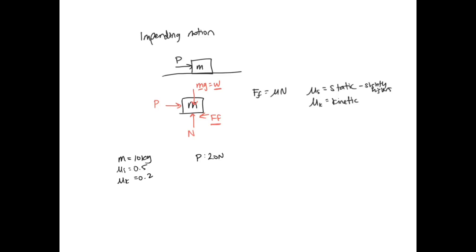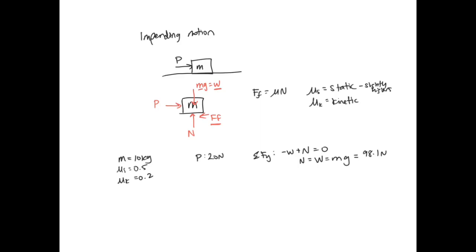In this case, for our normal force, if we do summation of Fy, we end up with minus W plus N is equal to 0. The reason why this is equal to 0 is because our box is not floating, it's not moving upwards. So there's no acceleration in the y direction, so it has to be equal to 0. This means that our normal force is equal to our weight, which is equal to mass times gravity, which is equal to 98.1 newtons.